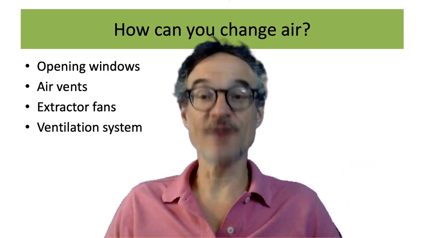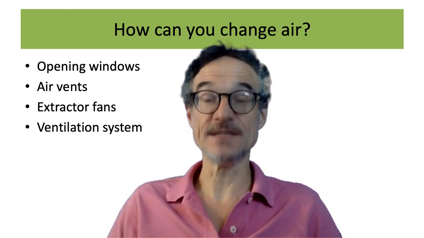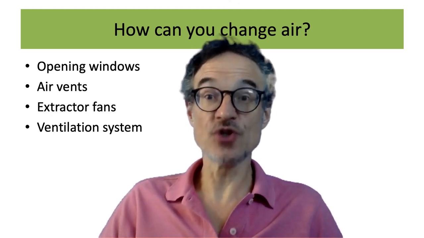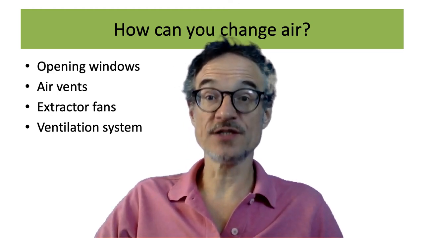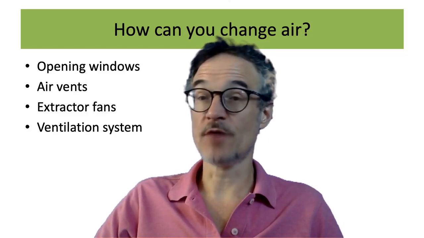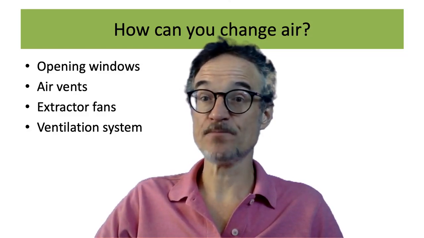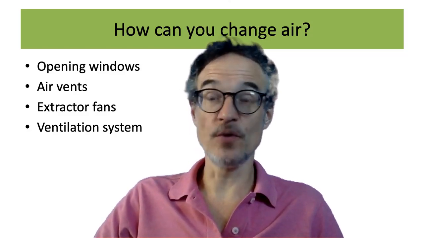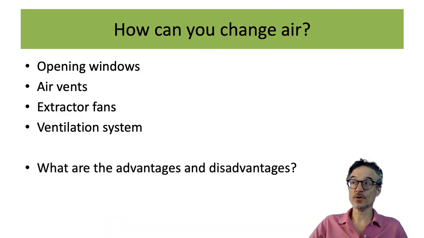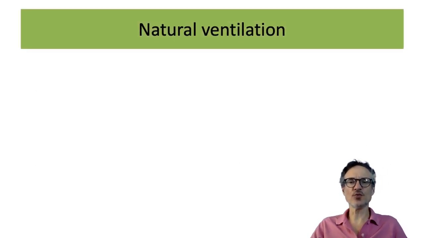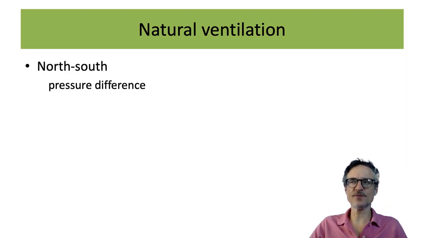Each of these has advantages and disadvantages, and let me just talk about the advantages and disadvantages of each of these systems. So first of all, what are the advantages? And how do they work? How do they exactly work? So what's called natural ventilation. We can get natural ventilation through a house in different ways.